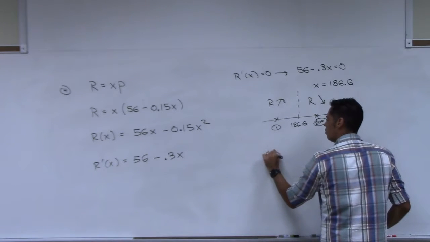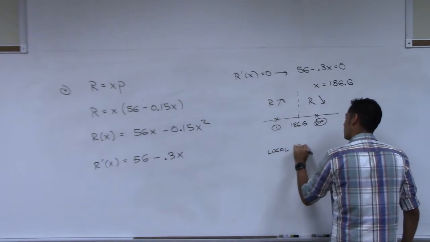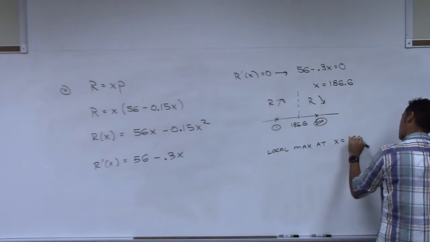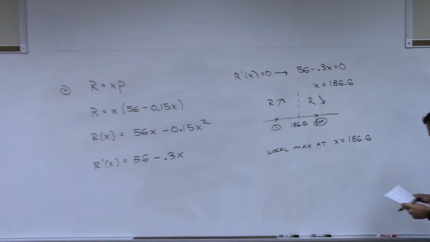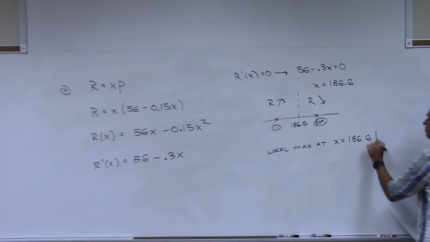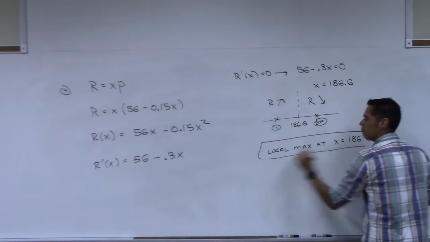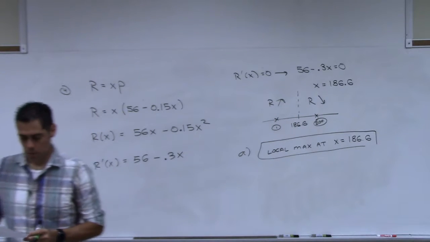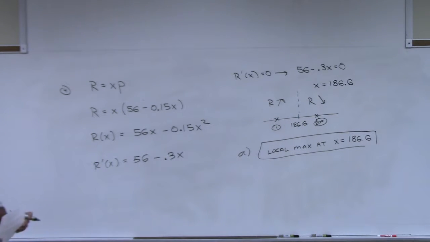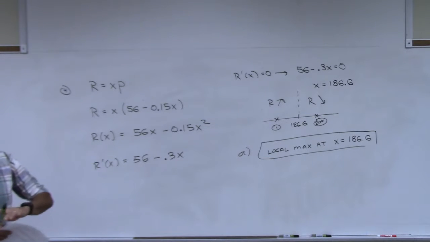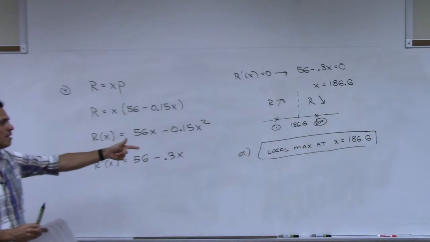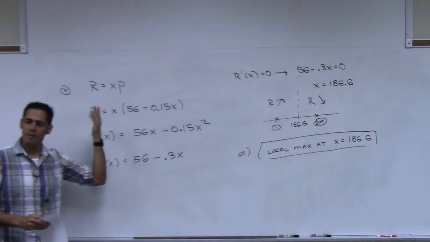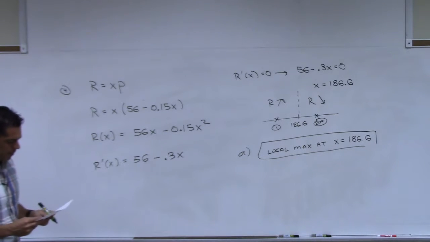I have a local max at x equals 186.6. That's all at once. I've answered part A. It does not ask for the value, right? Local maximum at 186. Now, if you wanted to know what the maximum was, you would just take that number and plug it into what? The original revenue function, right? Okay. All right, what about part B?